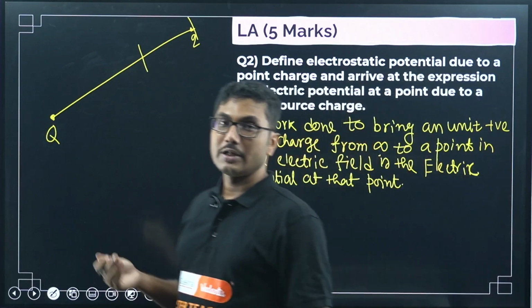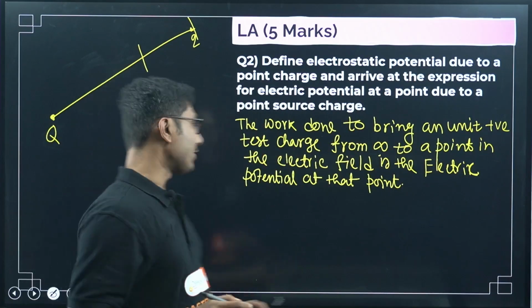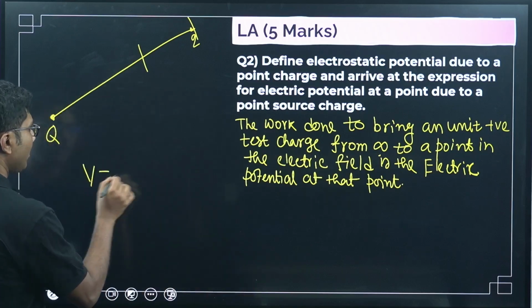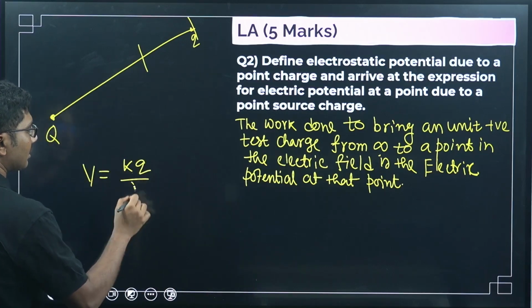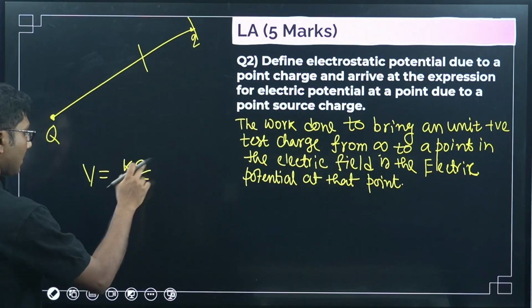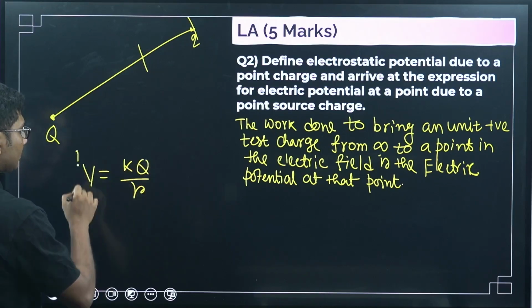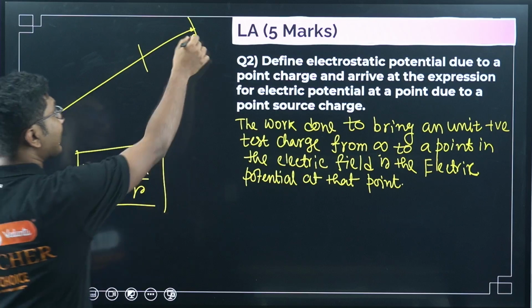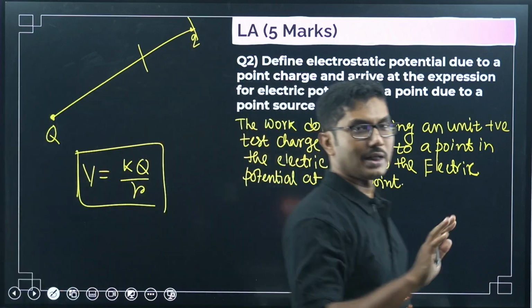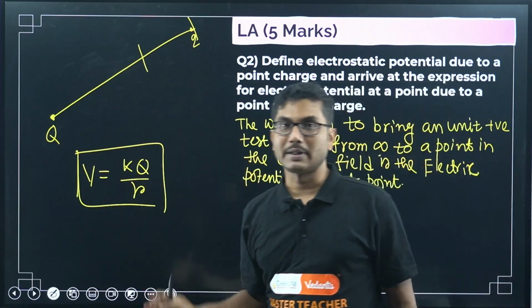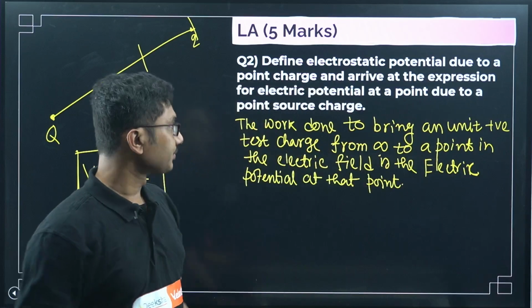Then integrate it. So to find the potential, the final result will be V equals KQ by R. You can take this charge as unit positive 1 as well, no problem. As long as your mathematics is correct, you will get the full marks.